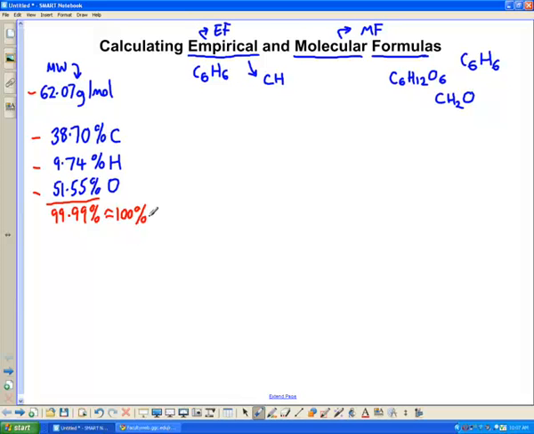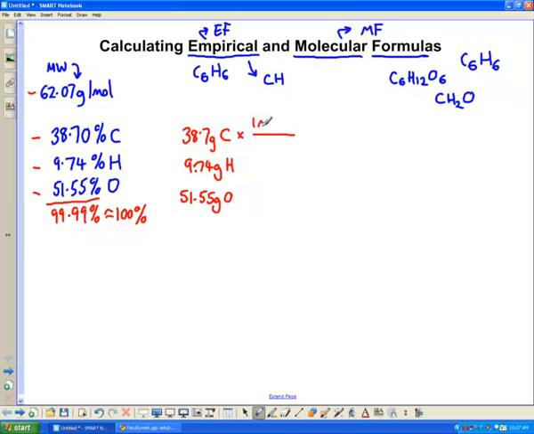If my complete percent is 100 and then 38.7% of that is carbon, I can just equate all that into grams, and I can say 38.7 grams of carbon is present in my molecule, as is 9.74 grams of hydrogen, as is 51.55 grams of oxygen.